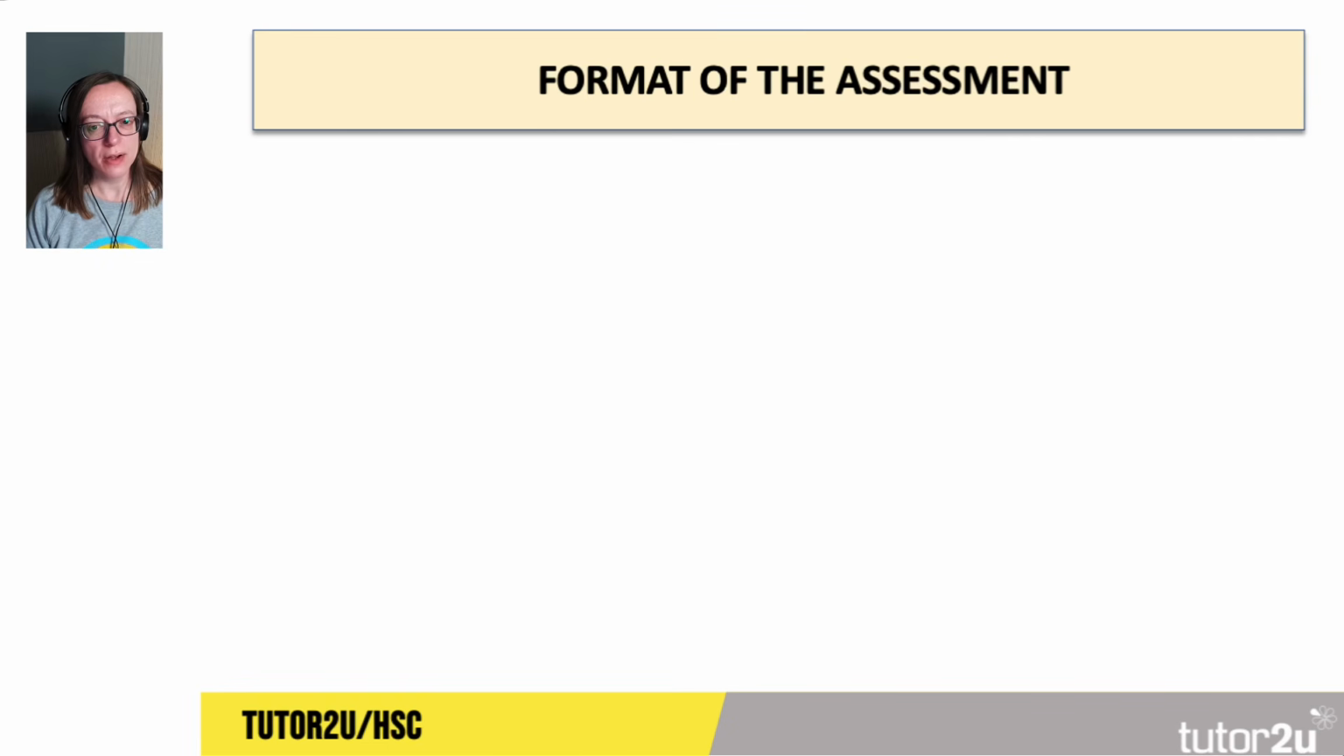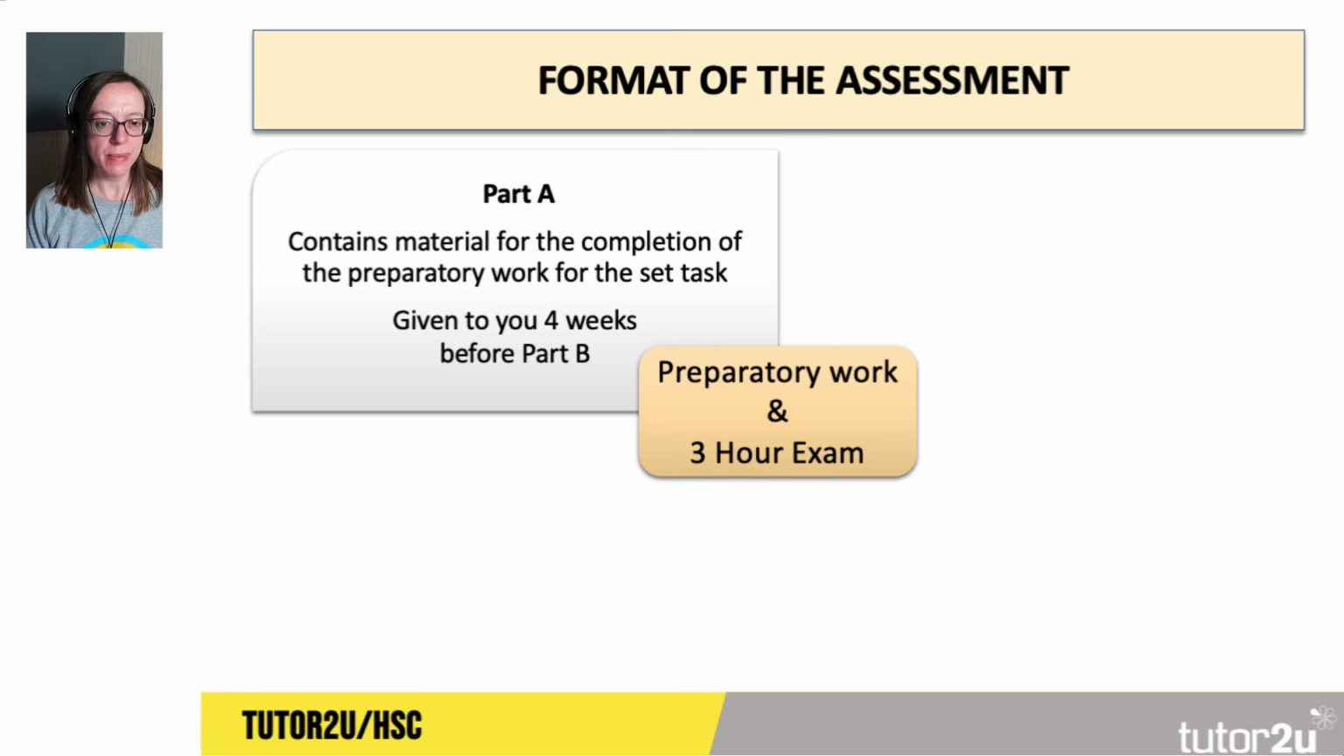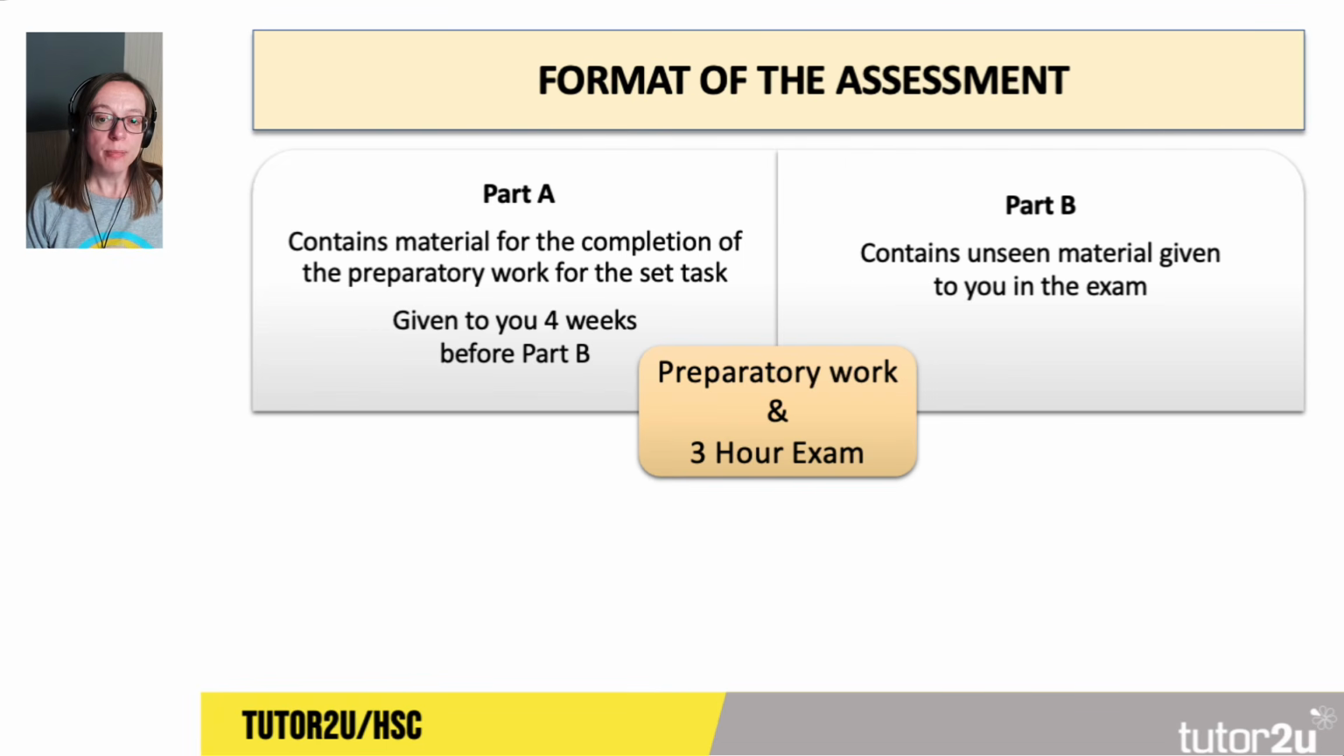Let's talk about the format of the assessment. It has two parts, Part A and Part B. Part A contains material for the completion of your preparatory work for the set task, and it's given to you 4 weeks before Part B. It's worth remembering that that doesn't include any school or college holidays, so sometimes you have it actually for about 6 weeks. Part B contains unseen material that's given to you in the exam.